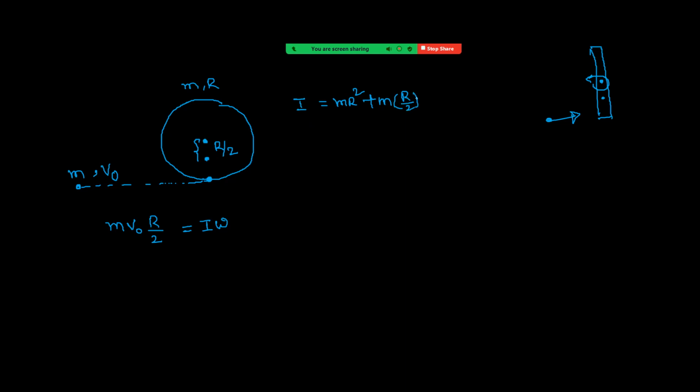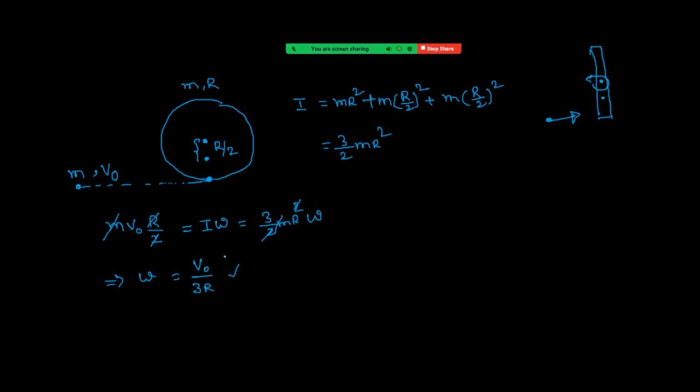Using the parallel axis theorem, this is for the ring about this axis. Now for the particle about the same axis, distance r by 2. So plus m into square of r by 2. See how much? 1 by 4, 1 by 4, 1 by 2. 1 plus 1 by 2 is 3 by 2. 3 by 2 m r square. This is now 3 by 2 m r square into omega. Okay. So m r by 2, m r by 2 gets cancelled. Remaining is omega equal to v naught upon 3r.